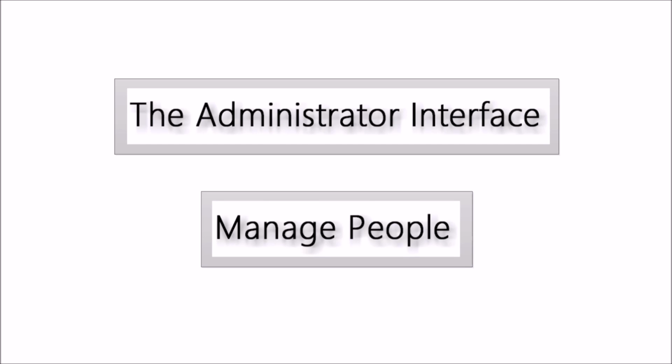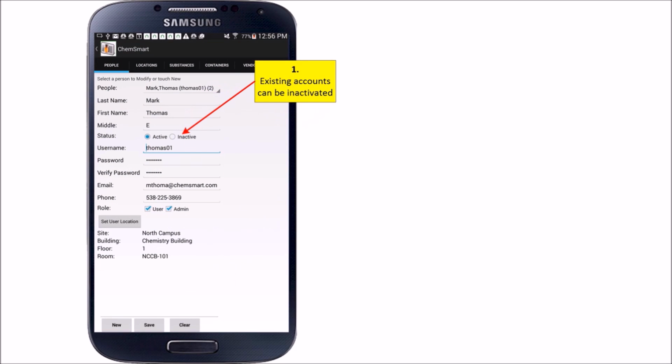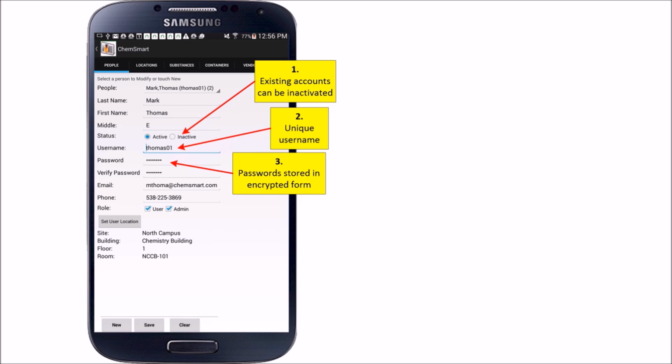The Manage People tab within the Administrator interface provides an easy-to-use mechanism for adding and modifying user accounts used within the ChemSmart application. Once created, a user account can be inactivated as required. Each account requires a username which must be unique within a given application database instance. All passwords are stored in an encrypted format. Users are assigned the user role by default. Only users assigned the admin role are allowed access to the administrator interface.